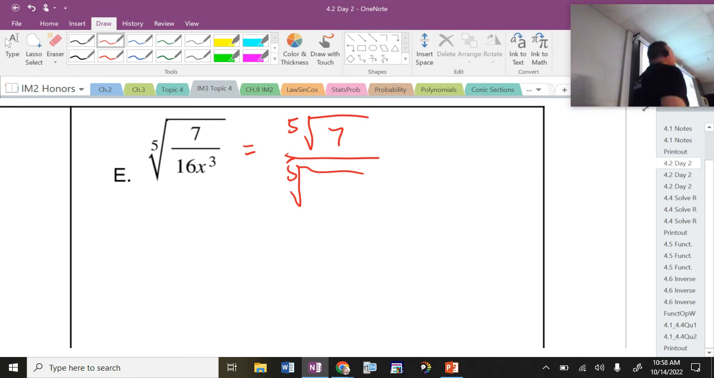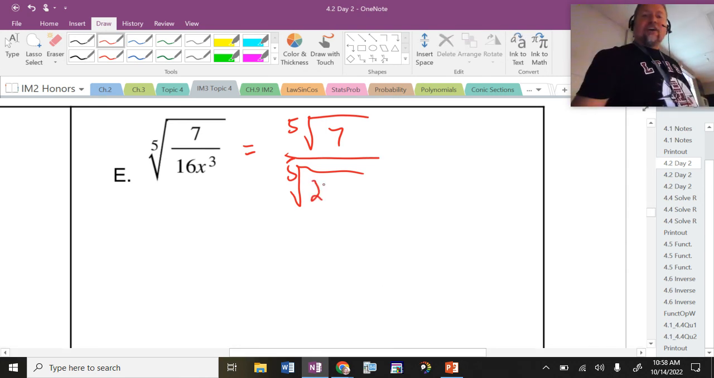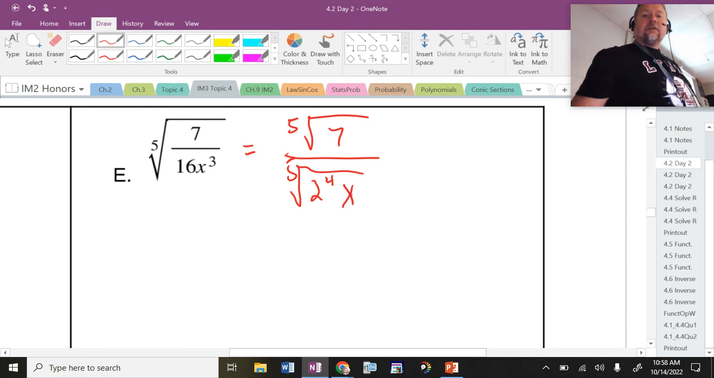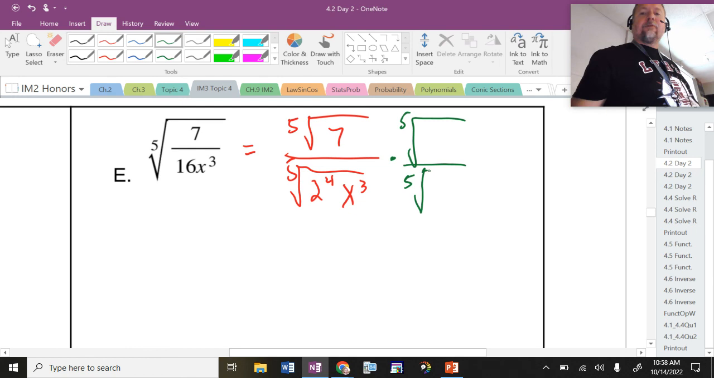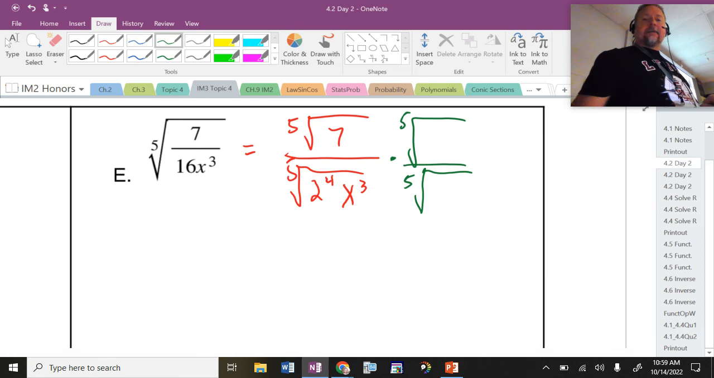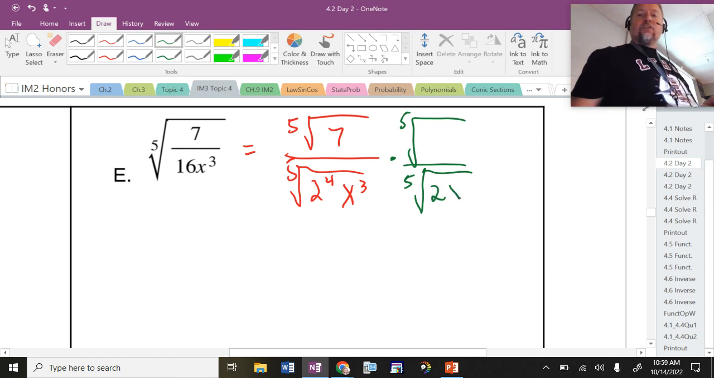Anyway. Hey, what's 16? A number. 16 is 2 to the fourth. And then x to the third, we're going to write as x to the third. So what do you surmise I'm going to multiply top and bottom by so that I can get a perfect fifth root on the bottom? How many 2's do I need added? 1. How many x's do I need added? 2. And I'll write them as x and x. You can write it as x squared if you want. And both top and bottom.